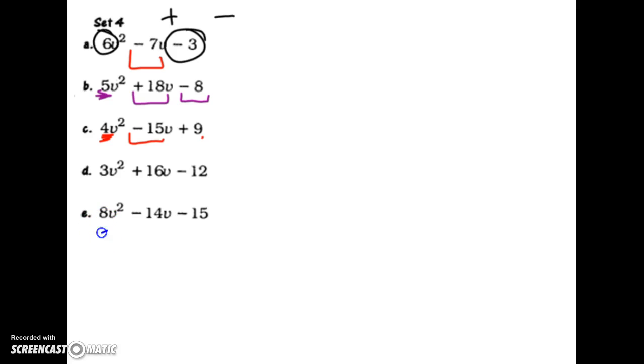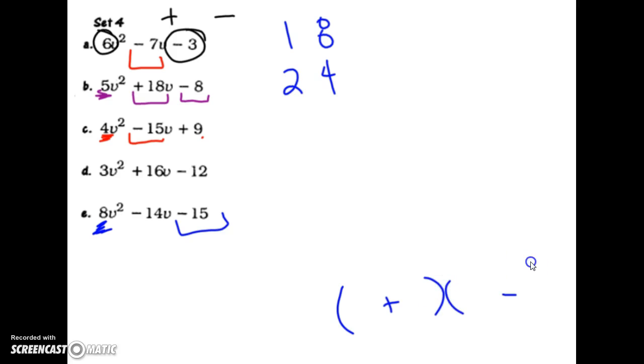All right, 8. How do we get 8? 1 and 8, 2 and 4. Anything else? No. Okay, this is negative 15, and I get a negative over here, which means when I do it, one's going to be positive, one's going to be negative. So those are just really good to know right off the top of your head.